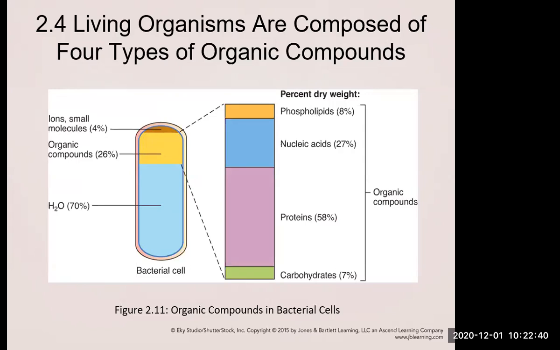Okay, now getting into more of the molecular chemistry stuff. This is pretty fascinating. So of the organic compounds, there are 4 that are making up life as we know it. We're talking about bacterial cells right now. So a bacterium is primarily water, 70% water. We have a little bit of some small molecules and ions, and then about a quarter of it is all organic compounds. Of those organic compounds, more than half are proteins, followed by nucleic acids, phospholipids, and carbohydrates.